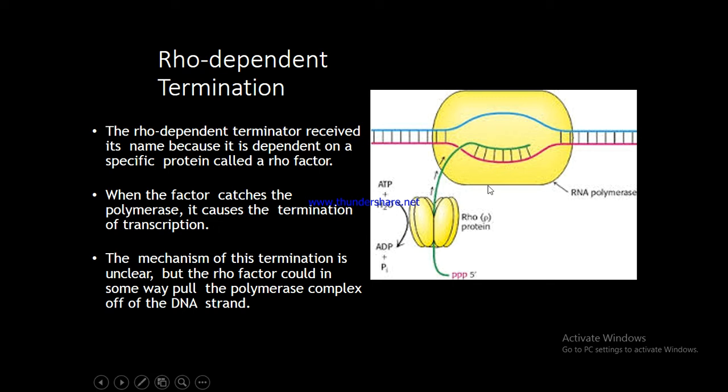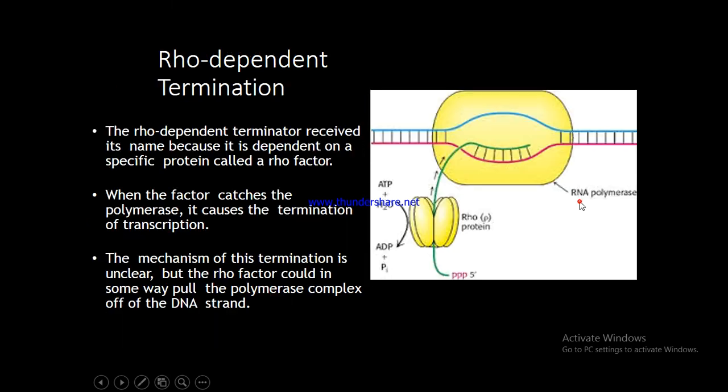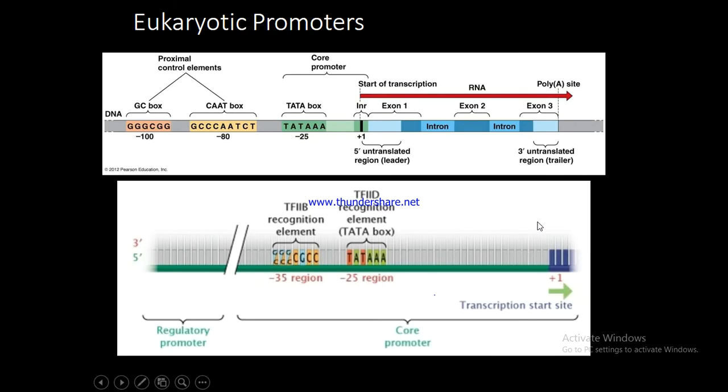In that case, you can see there is a Rho protein and this is the nascent RNA. When the transcription is about to complete, this nascent RNA is pulled by this Rho factor, which also helps to dissociate the RNA polymerase so that the transcription can stop. This is very simple. Here the Rho protein is pulling this nascent RNA molecule, and in this case it is forming a hairpin loop, so that the transcription cannot go on. Okay, so this is all about the prokaryotes.